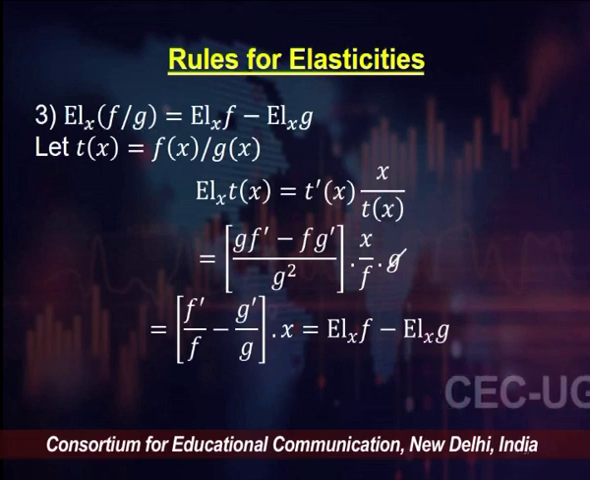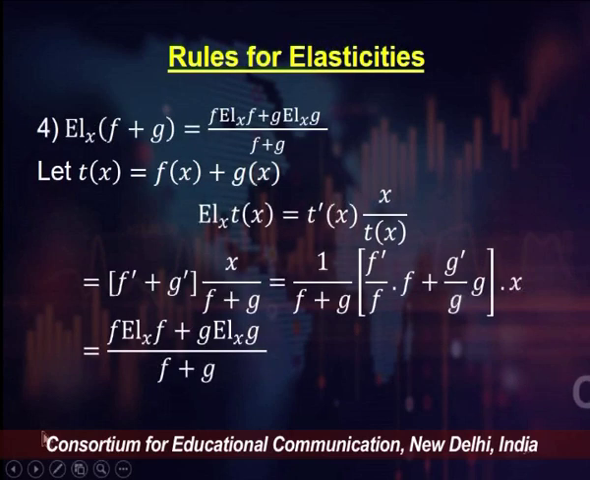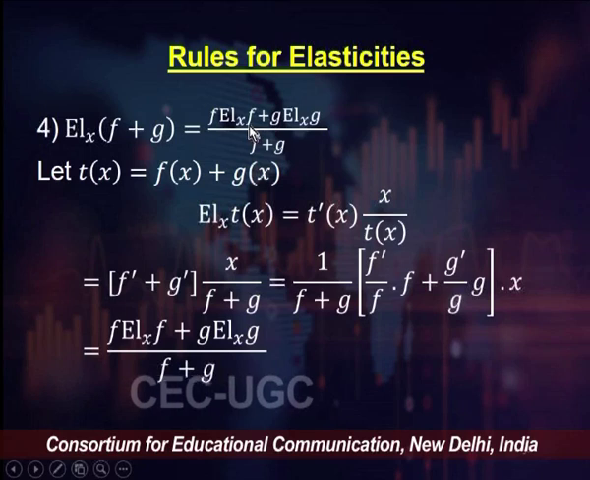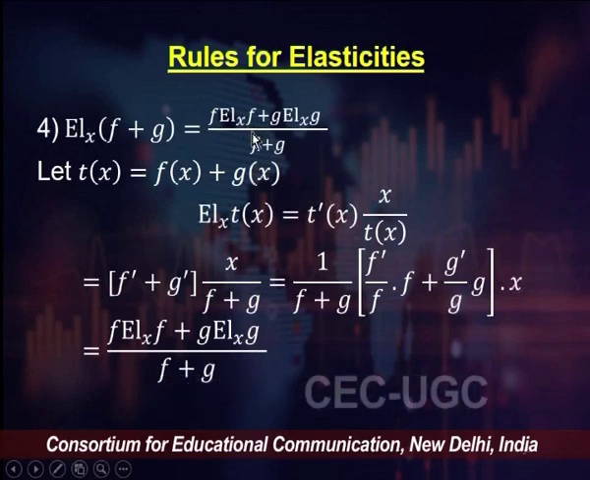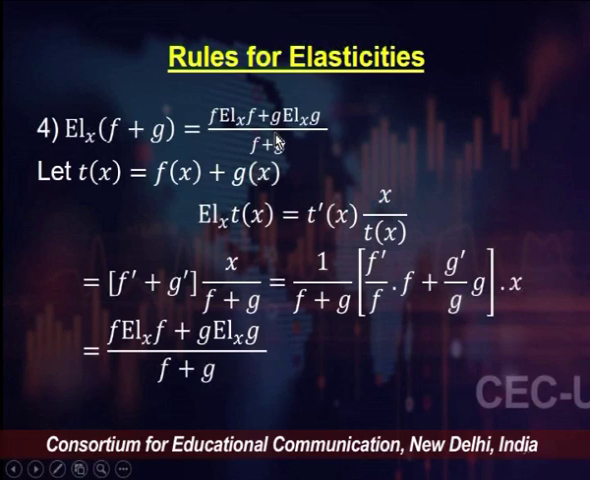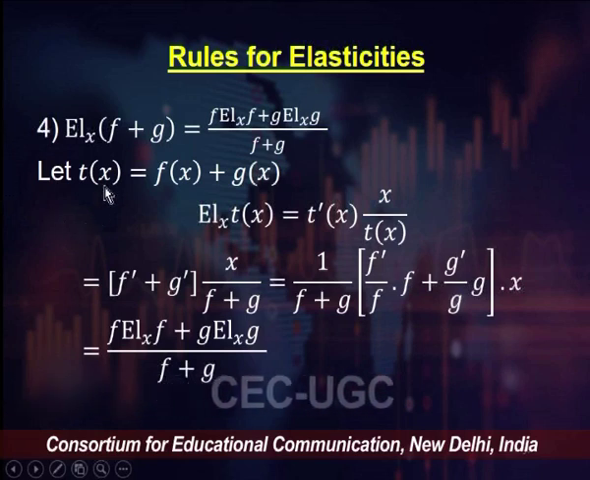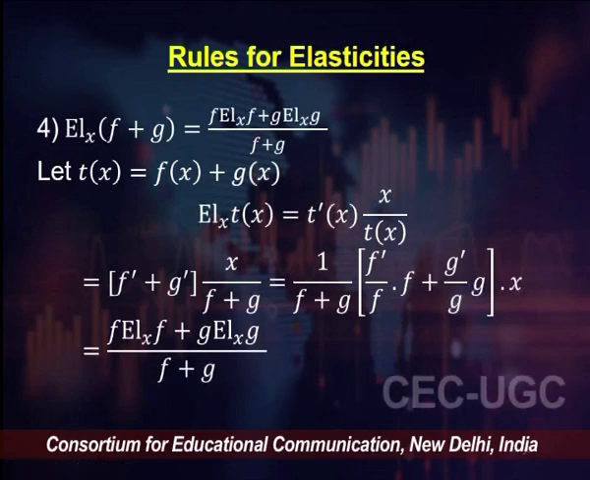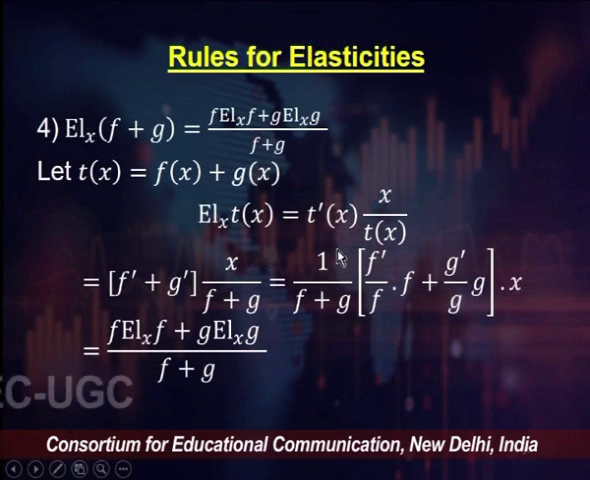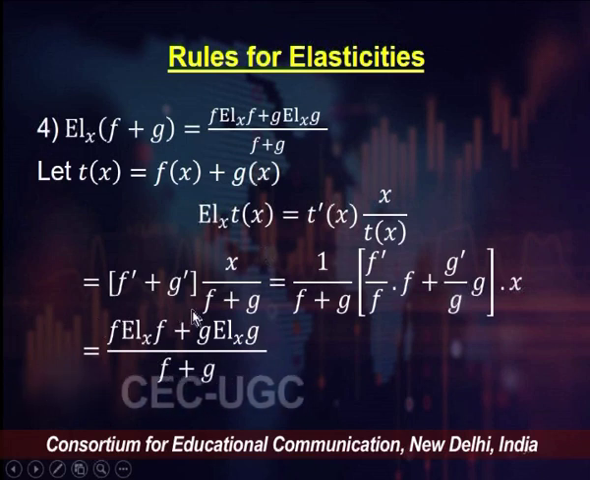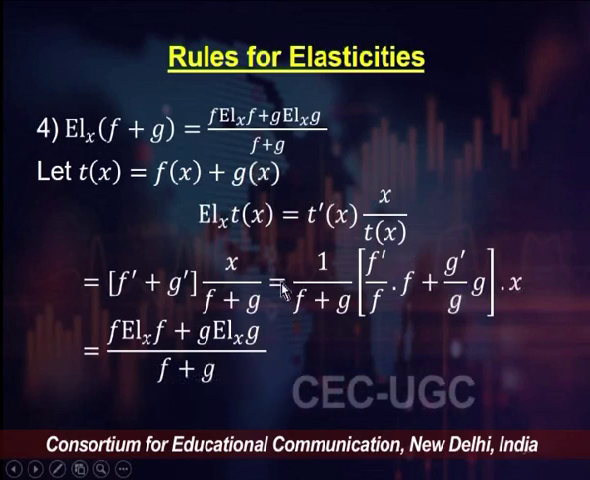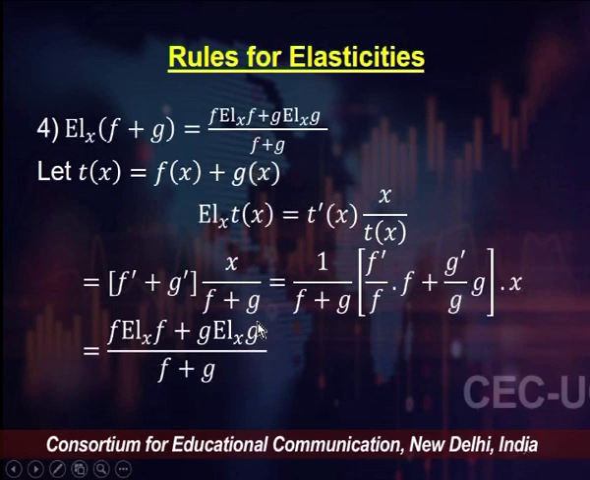The next rule says that the elasticity of f plus g with respect to x is f times the elasticity of f with respect to x plus g times the elasticity of g with respect to x, divided by f plus g. So again, to calculate the elasticity, let us set up this function t of x, which is f of x plus g of x. Then the elasticity of t of x with respect to x is t prime of x, which is nothing but f prime plus g prime, times x divided by t of x, which is f plus g.